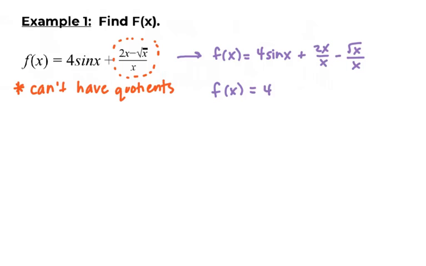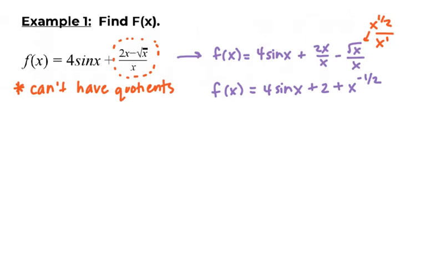So the 4 sine x, there's only so much I can do there. Not really able to clean that up. 2x over x is simply a plus 2. And then if we think of exponents here, right, this would be x to the 1/2 over x to the 1. And if you think about your power rules, when you divide the same base, you subtract the exponents. So x to the 1/2 minus 1 would become x to the negative 1/2.